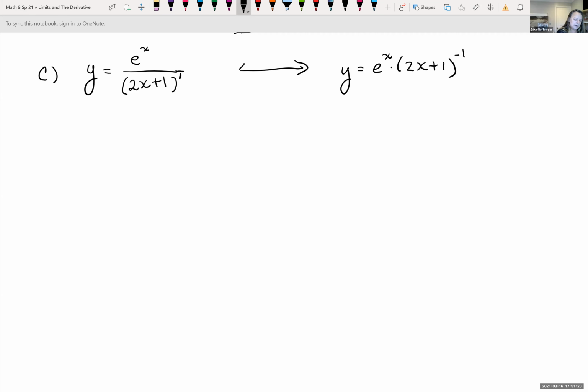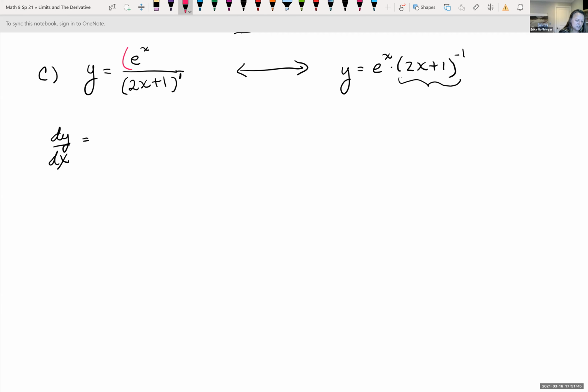So we could keep it as a quotient and use the quotient rule, or rewrite it as a product and use the product rule. And I notice within that product rule, when we take the derivative of this 2x plus 1 raised to the negative 1 power, I'm going to have to use the chain rule. But since we just did one with the product rule, let's look at it using the quotient rule. So let's write out what we are doing for the quotient rule.